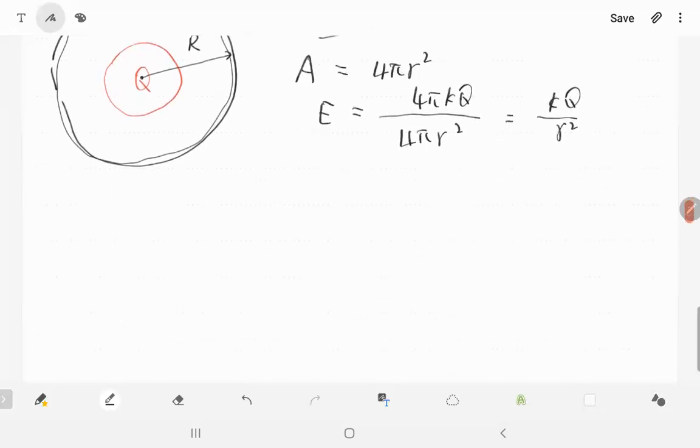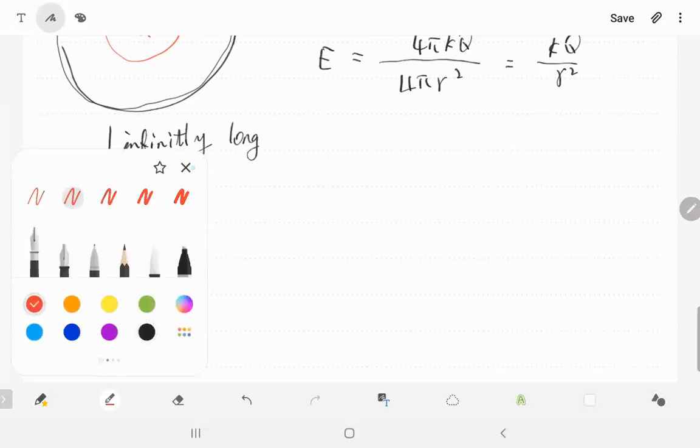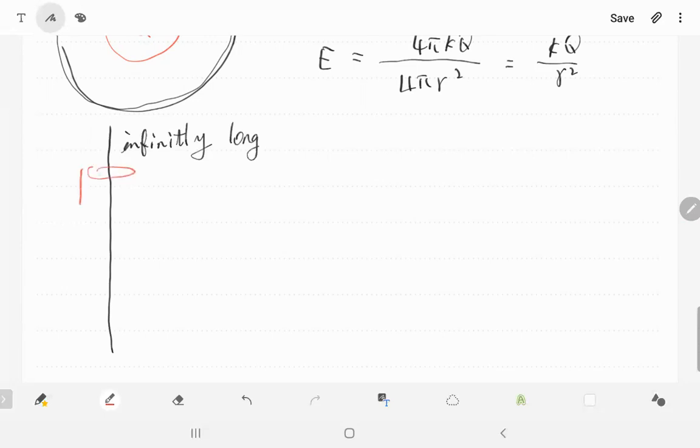If we have a charged wire, this is a wire. This wire is infinitely long. Then we can sketch a cylinder like this to enclose the wire. And you will find that this cylinder is parallel to the wire, and the wire is at the center of the cylinder.